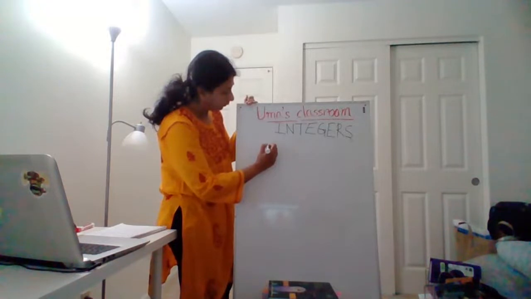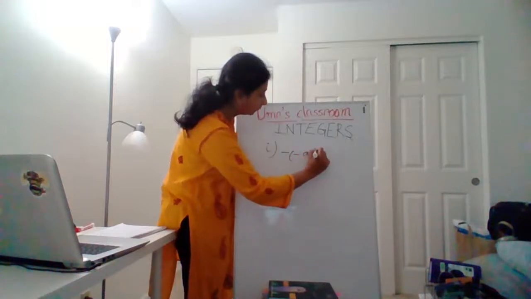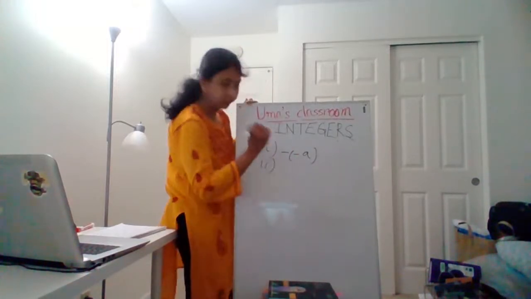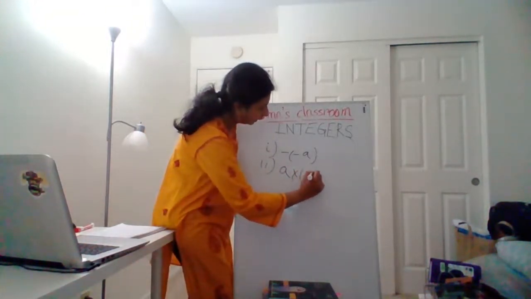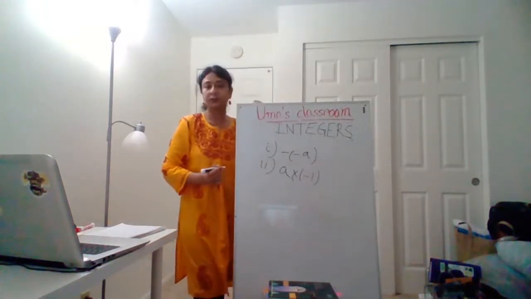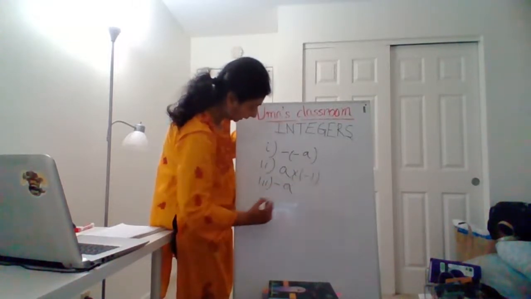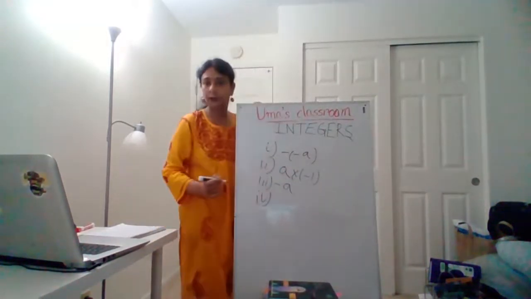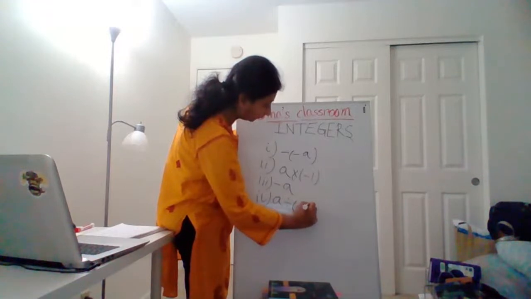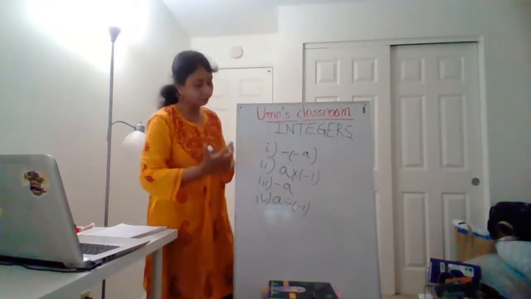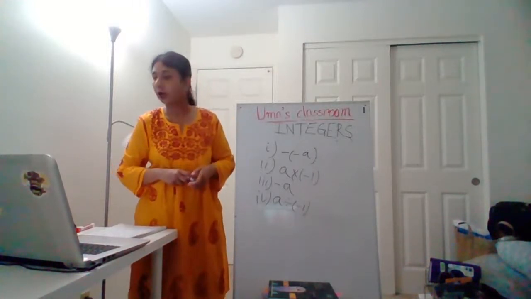So the expression for option 1 is negative of -A. Option 2 is A times -1. Option 3, -A. And option 4 is A divided by -1. The question is, out of these 4 choices, which one is not the additive inverse of A?